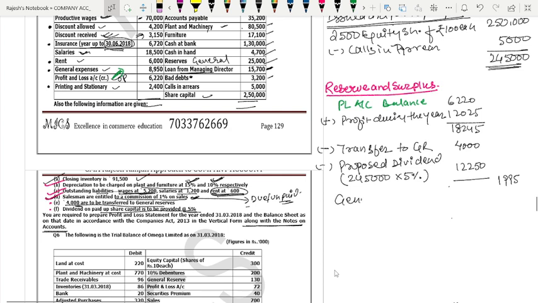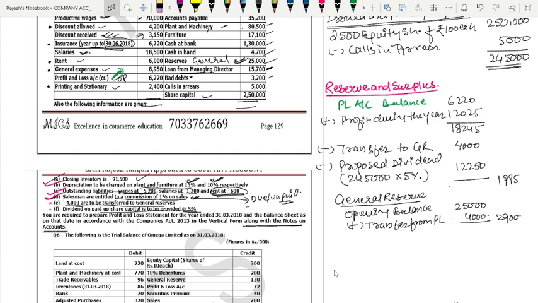Now general reserve. Opening balance: here in the question they have given the opening balance 25,000 plus transfer from P&L 4,000. This becomes 29,000. Add it: 30,995.